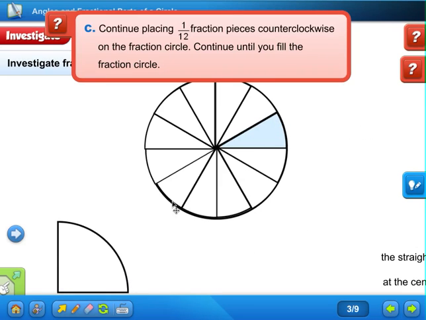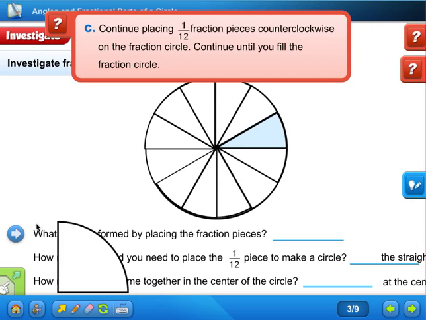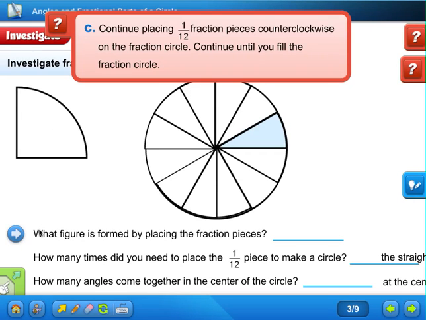Okay. Let's read the rest of the directions. So we did that. What figure is formed by placing the fraction pieces? What did we just make? It was a circle. Let's get rid of these some more.